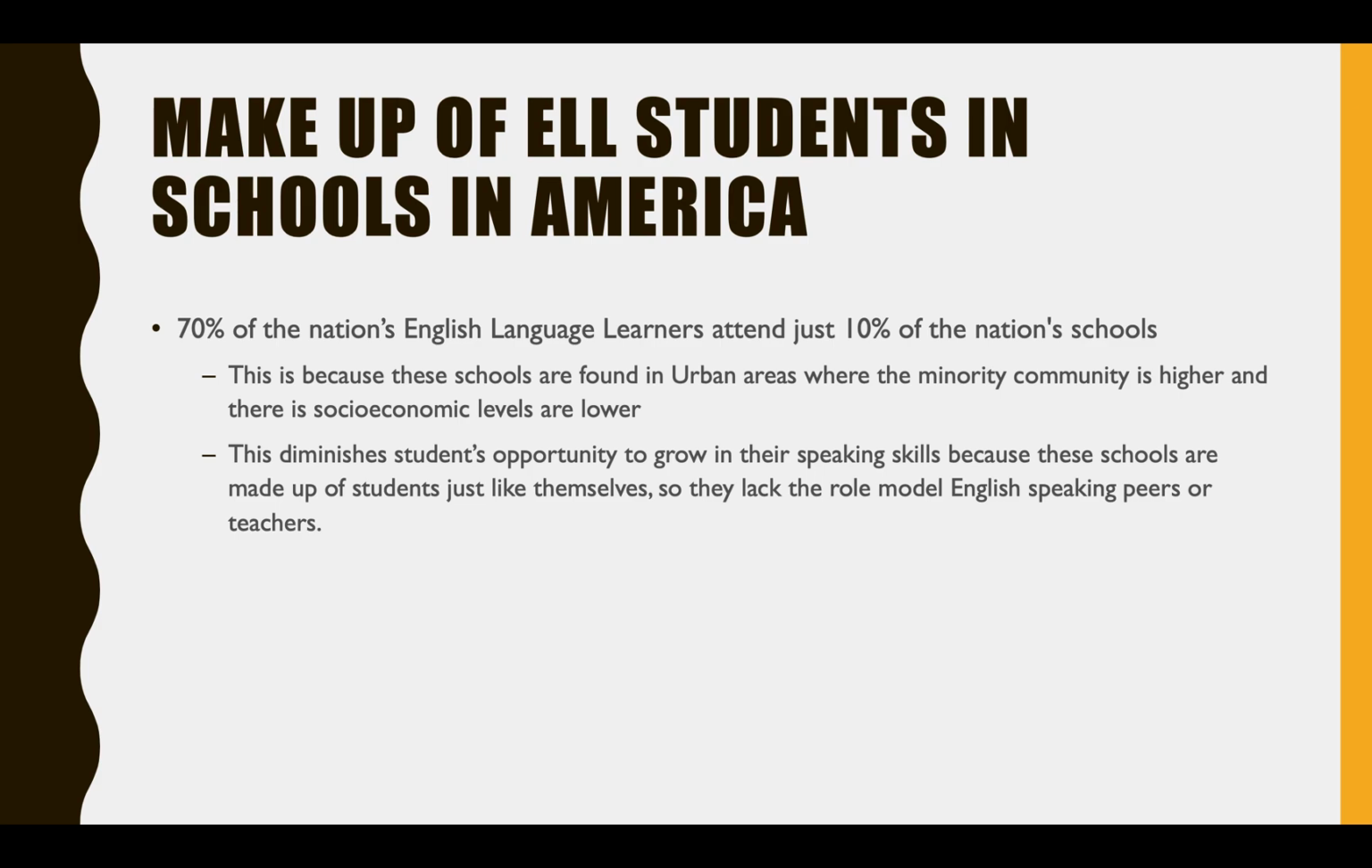70% of the nation's English language learners attend just 10% of the nation's schools. This is because these schools are found in urban areas where the minority community is higher and their socioeconomic levels are lower. This diminishes students' opportunities to grow in their speaking skills because these schools are made up of students just like themselves, so they lack the role model English-speaking peers or teachers.